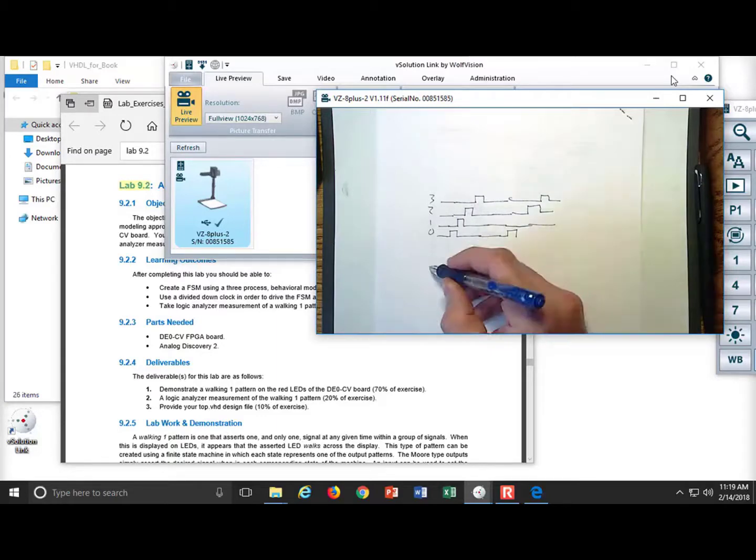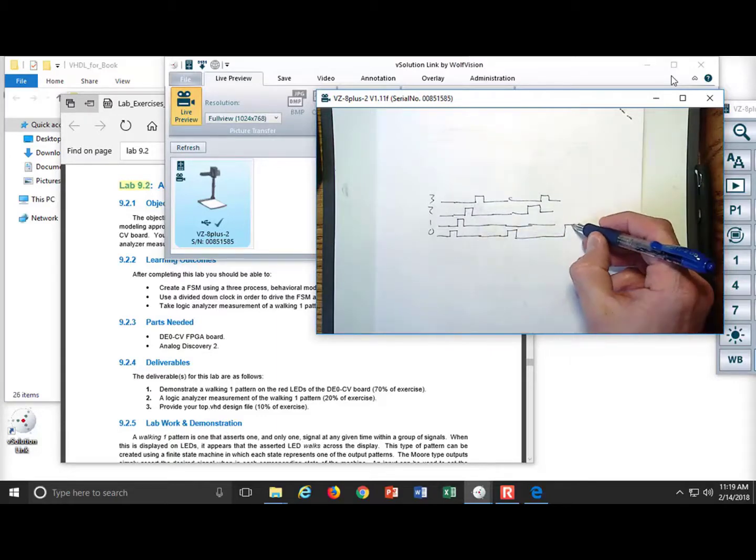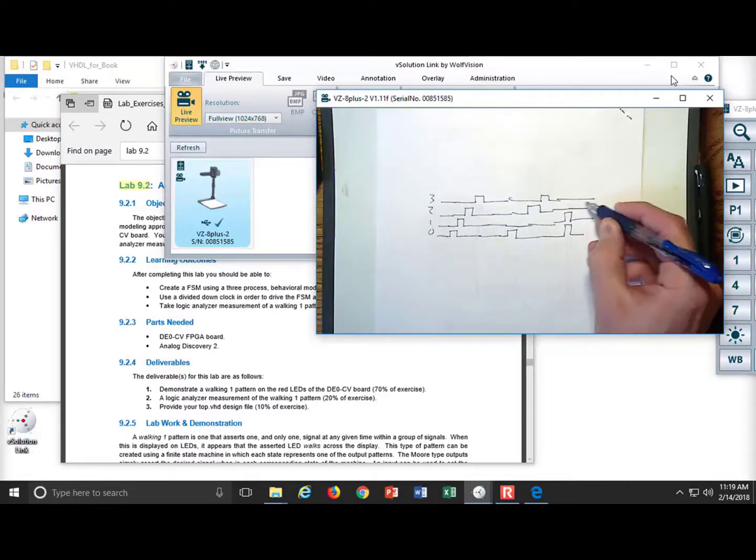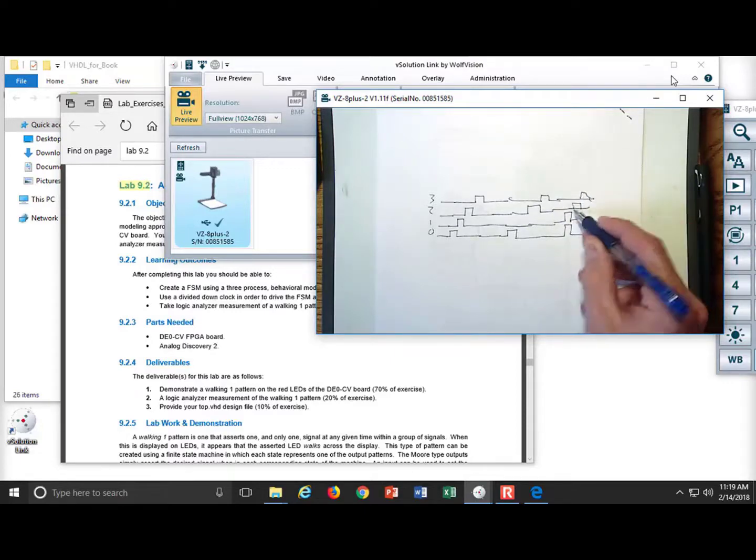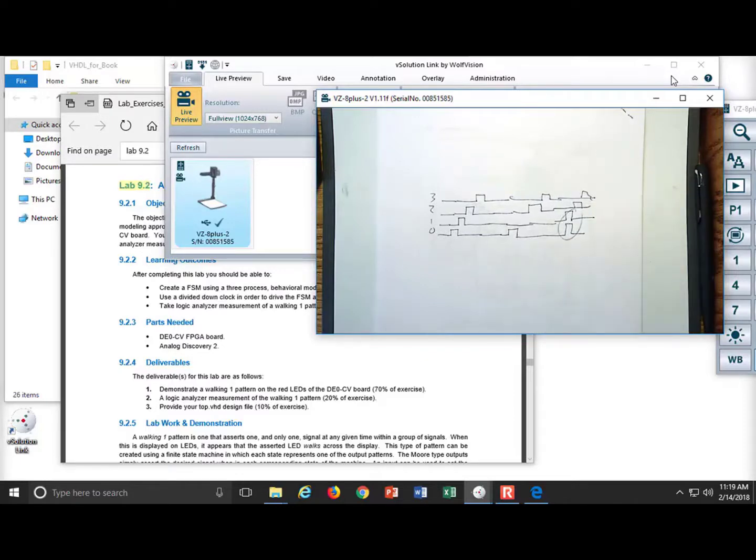If you had a short circuit, you might get something where this one went up too, and you're like, okay, we have a serious problem here. These two signals are shorted together. So it's just a very popular pattern to test out hardware once you get it.